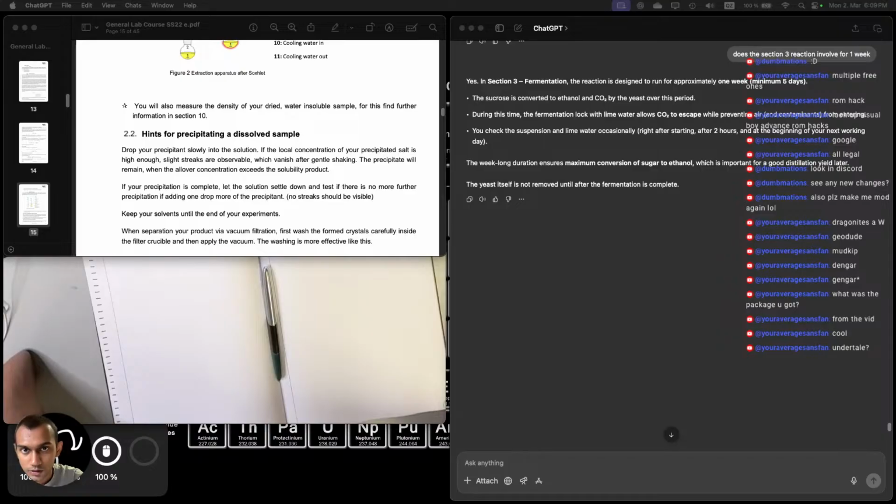Okay, before, let me see my timetable. So the first day, 6 days. Okay, I got a 1 week gap. I'll do section 1 and 3.